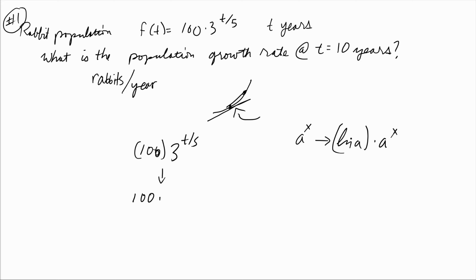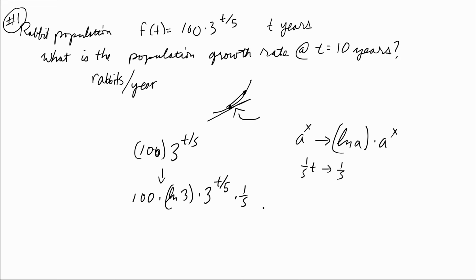So we could think of this as being ln of 3, the base, times 3 to that thing. But we're taking the derivative with respect to t. This is t fifths, so then we have to multiply by the derivative of what's inside here. The derivative of t fifths is just 1/5, because t over 5 is the same thing as 1/5 times t, and the derivative of that with respect to t is simply 1/5.